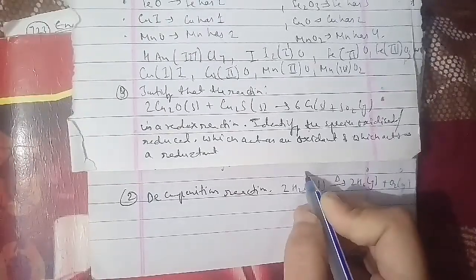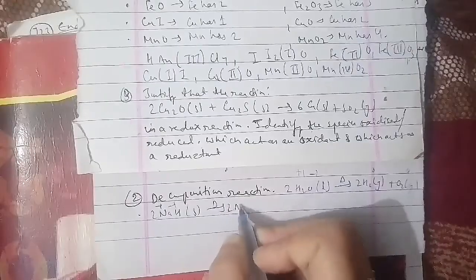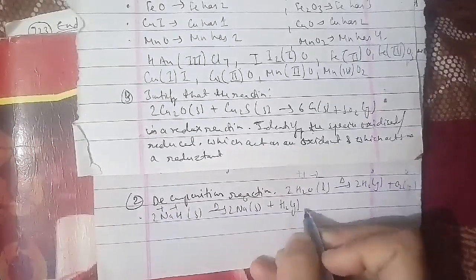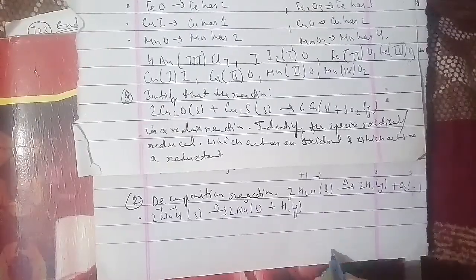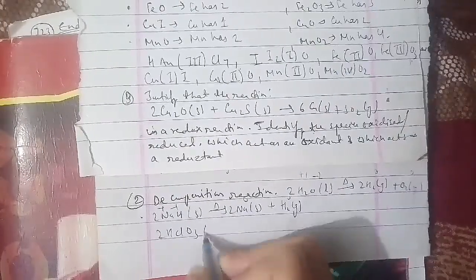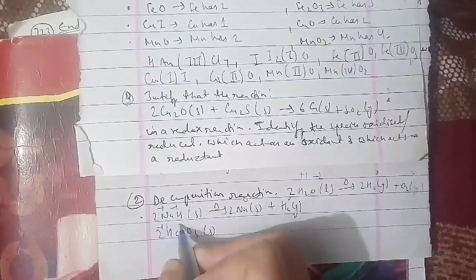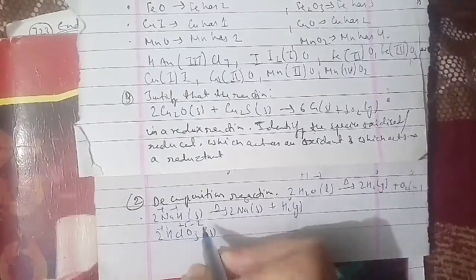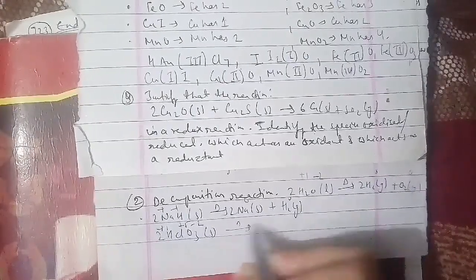It may also be noted here that not all decomposition reactions are redox reactions. For example, the decomposition of calcium carbonate is not a redox reaction. That is, CaCO3 solid, +2 +4 -2, in the presence of heat will give you CaO solid, +2 -2, plus CO2 gas, which is +4 -2. That is what we talk about.